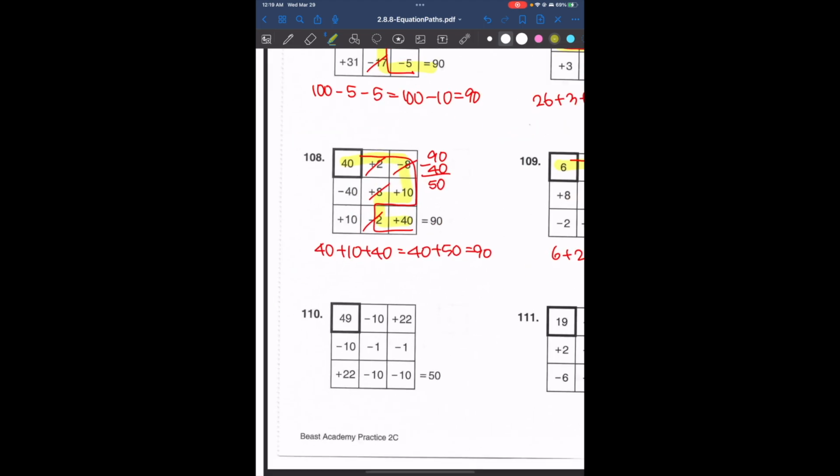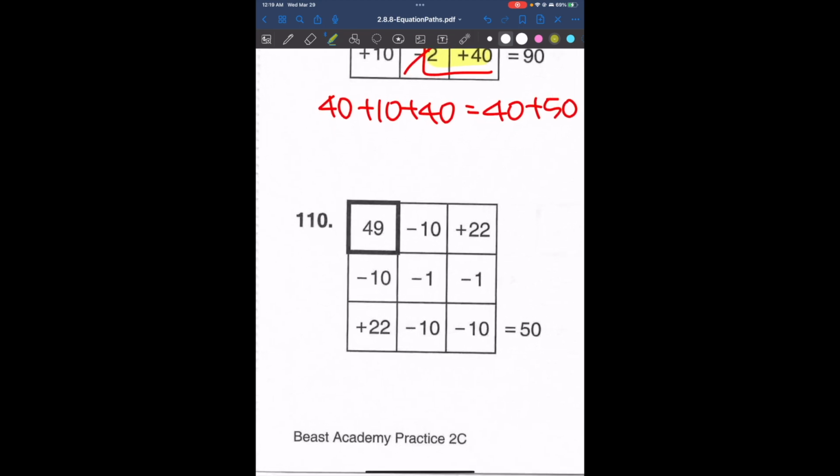Now we'll take a look at problem 110. So again, I want you guys to try solving this problem on your own. I'll be giving you guys 2 minutes again to solve this problem, and then I'll go over the solution after that.